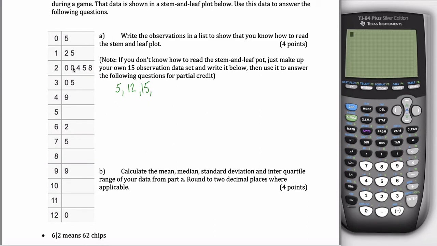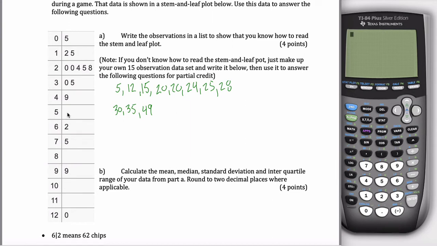On this row, the 2 zeros both represent a 20, 24, 25, 28. So I got 2 20s, a 24, a 25, and a 28. Similarly, I have a 30 and a 35 in the next row, and then a 49 in the row after that. And then you get down here, and a lot of people get confused here.